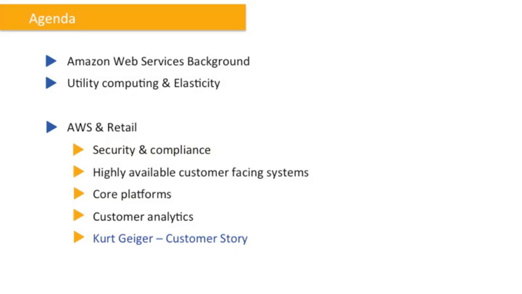The agenda today, just to give you some framework to work to, is that I will talk around Amazon Web Services, give you some background of where it comes from in the Amazon family, introduce the concepts of utility computing and elasticity, and then we'll dive into AWS and the retail industry. So starting with some basic information about security and compliance, talking about three then broad areas of use of AWS, namely highly available customer-facing systems, running your core platforms and back-office platforms within AWS, and then performing customer analytics, doing large-scale customer weblog tracking and so on within AWS. And then we'll jump into Kurt Geiger's customer story at the end to finish off.